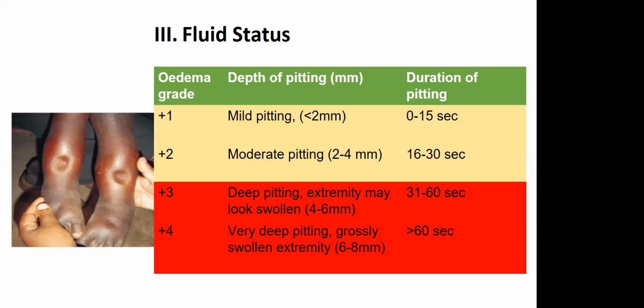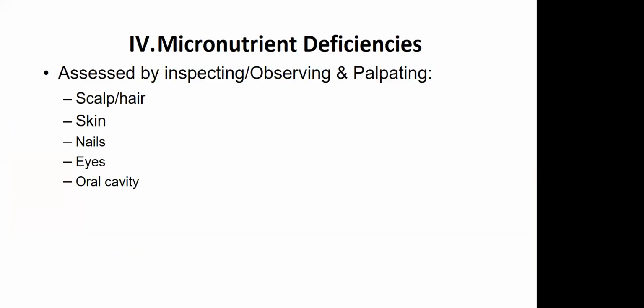The fourth thing is usually the micronutrient deficiencies, and this particular one is usually a very broad one. You'd want to assess by inspecting and observing, which is more or less observing and palpating. You want to look at the scalp, the hair, the skin, the nails, the oral cavity, the eyes, just to elicit: what are you actually looking for? Are you able to actively look for these deficiencies that you want to look at?